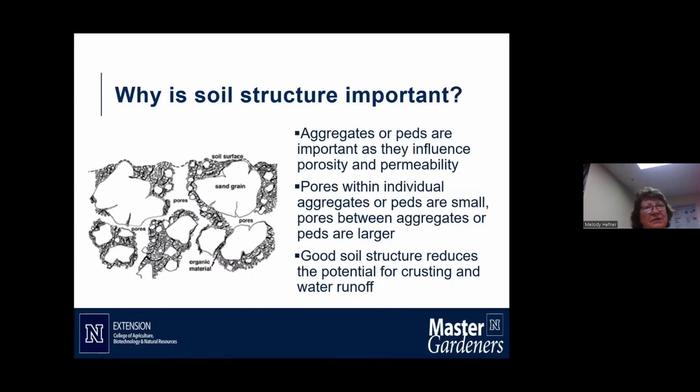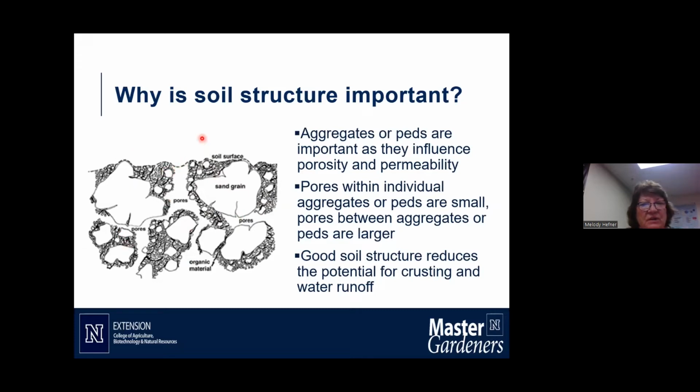Soil structure is really important because these little aggregates, or peds, influence porosity and permeability. Here we have a sand grain, and there's silt and clay and organic material. The pores within these individual peds are really small, but the pores between those peds are fairly large.